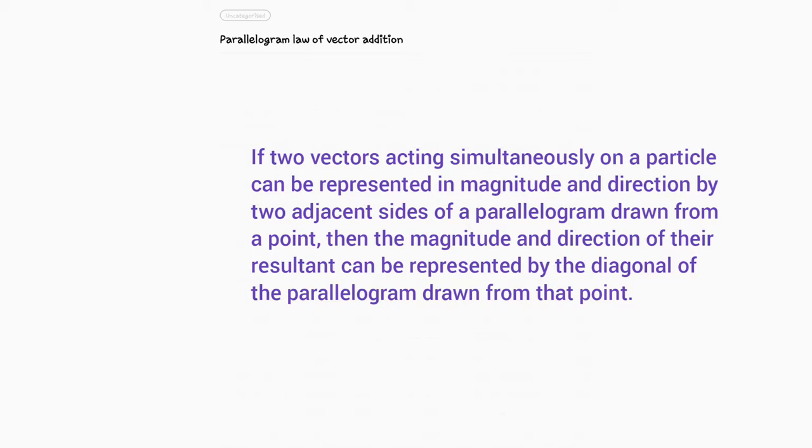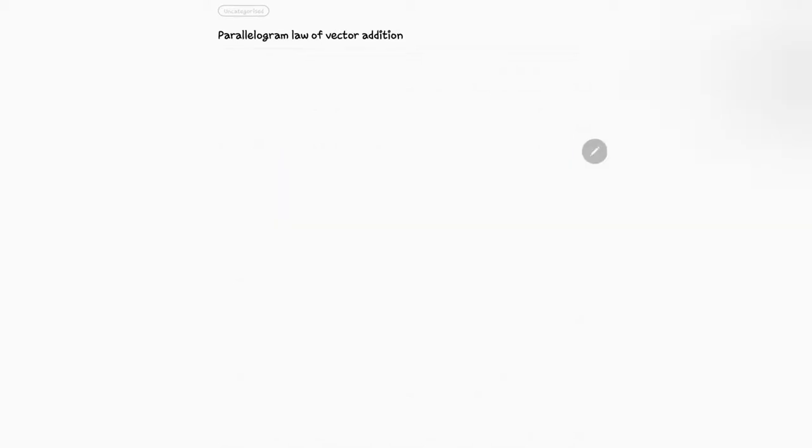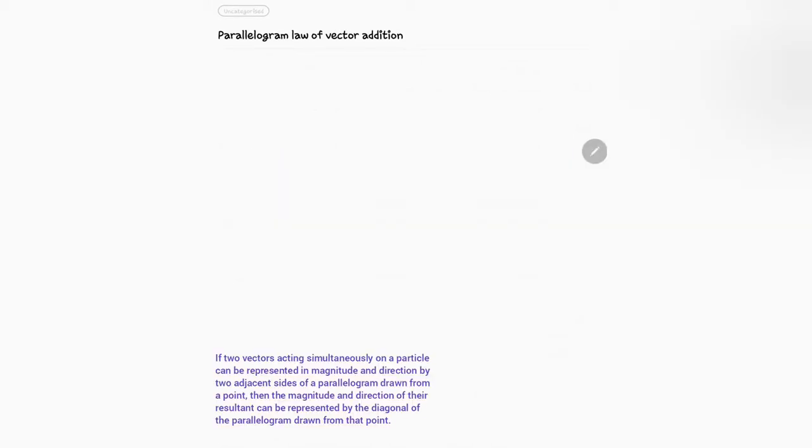Now, let me explain this law. What the parallelogram law of vector addition is saying is this. If you have an object or a particle, let's call it particle O, and two vectors are acting on this particle at the same time. It could be two forces. So one vector is acting this way, the other one is acting the other way.